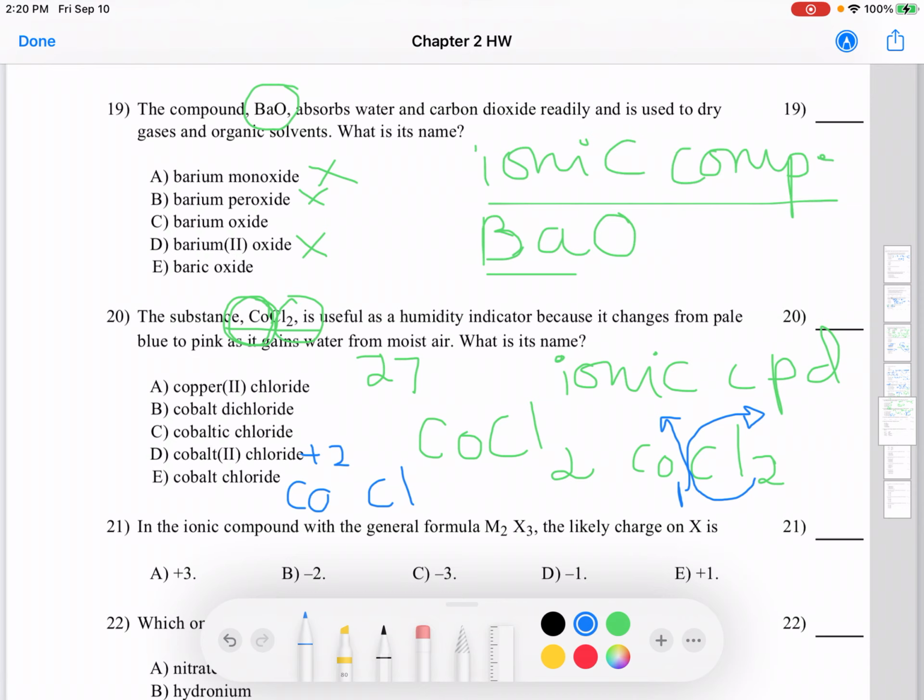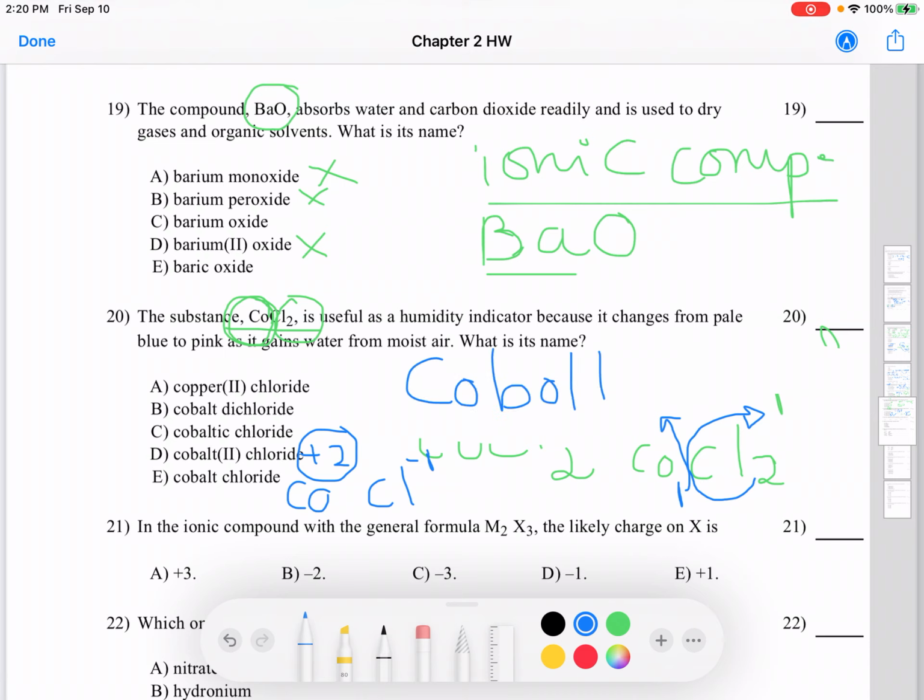And then the chloride, the second element, would be your anion, -1. 1 goes there. So by back calculating using the subscripts, you can find the relevant superscripts, which give you the charge of the element. So cobalt is +2, so then the chloride is -1. That tells you cobalt is +2. So then the name of the compound is going to be cobalt.